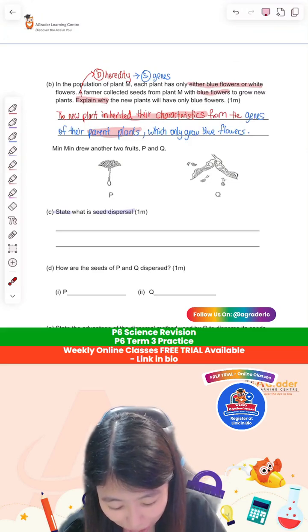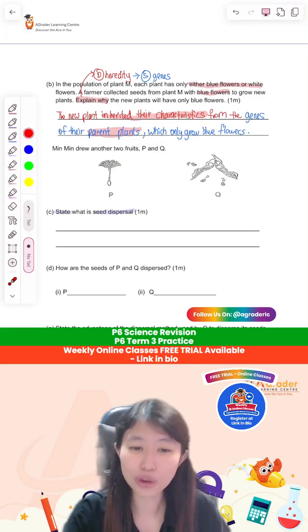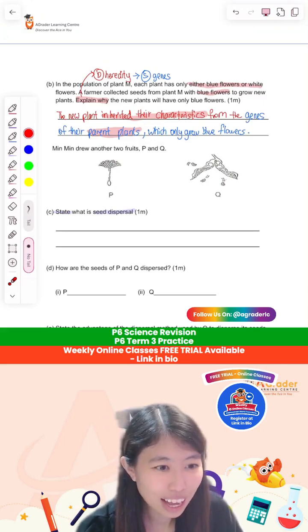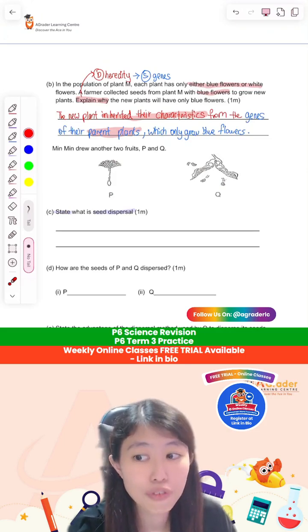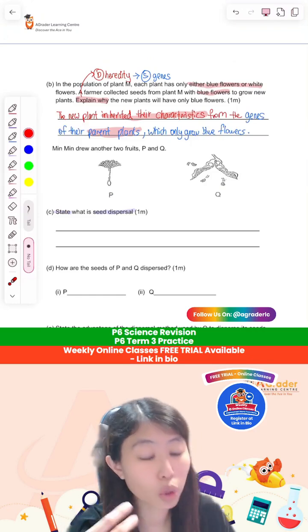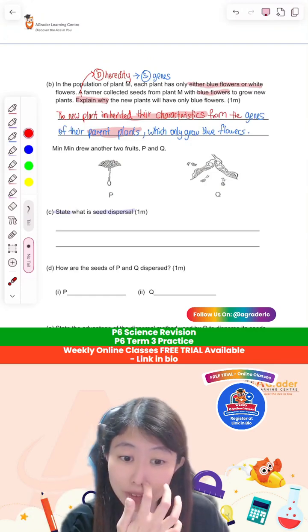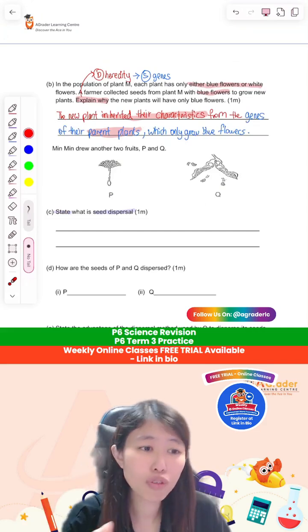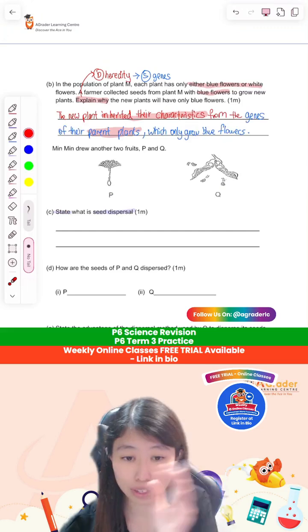Question C is not asking you to identify what method of seed dispersal. They're actually asking you what is seed dispersal. Okay, so what happens here is your answer is actually like what is the advantage? Why is seed dispersal required? Okay, Ken. So C is actually very straightforward. What is seed dispersal? You just have to say it is when. But if you want to add that down at the back, it's fine, but this part must be mentioned first.